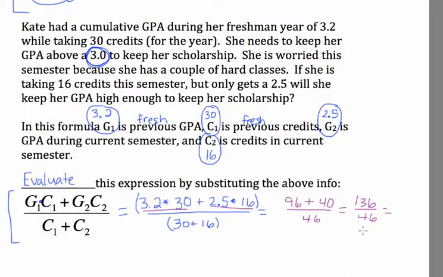And then I can use a calculator to divide. Top divided by bottom. 136 divided by 46. So combining her freshman GPA with what she thinks she might get this semester will give her a 2.96 GPA. Not enough to keep her scholarship. She's going to have to do a little bit better than 2.5.